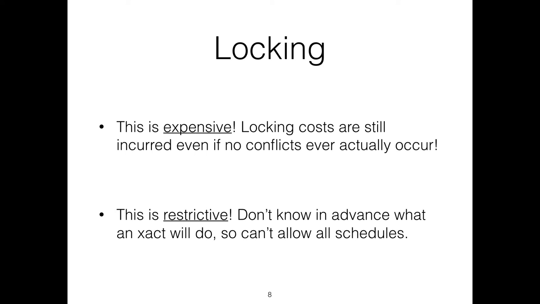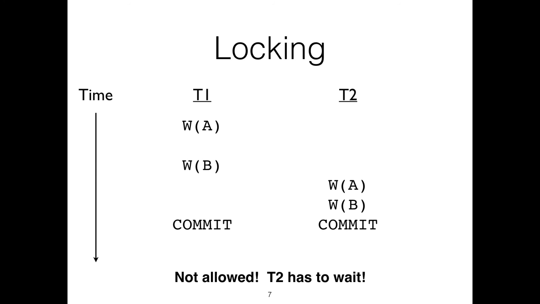Yeah? Couldn't you use the percentage of the time it happens? Like, if this is a recurring incident that happens like 75% of the time, could you make the assumption that T1 is going to commit before doing anything else?